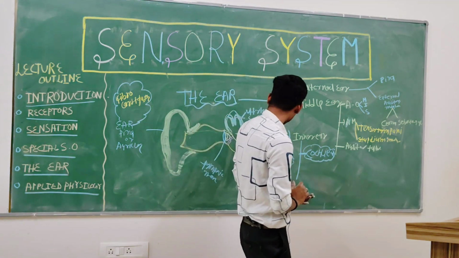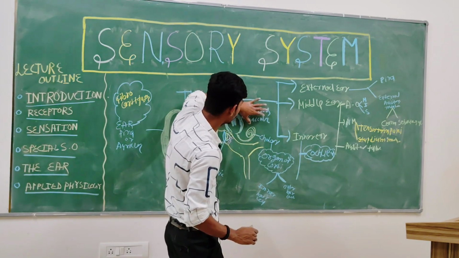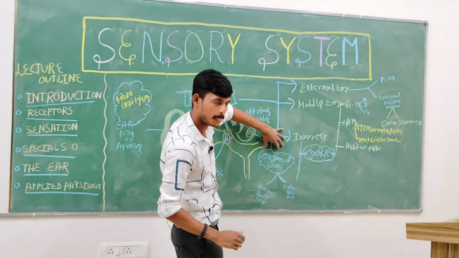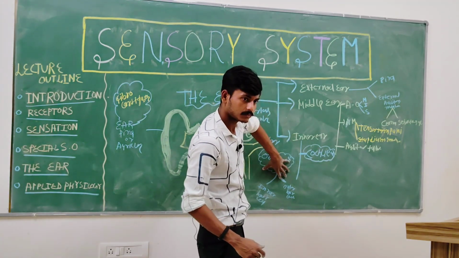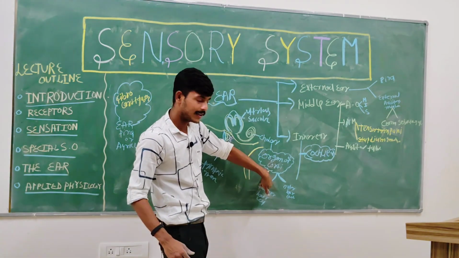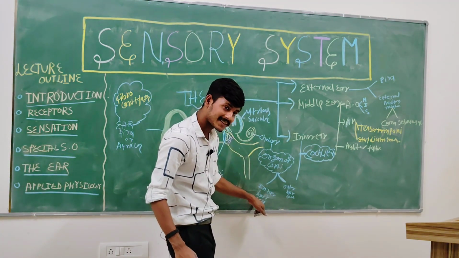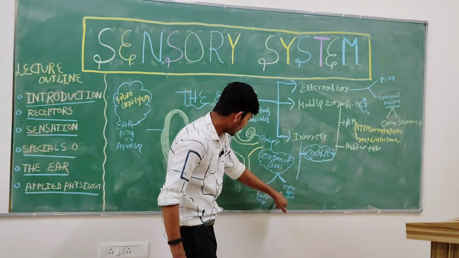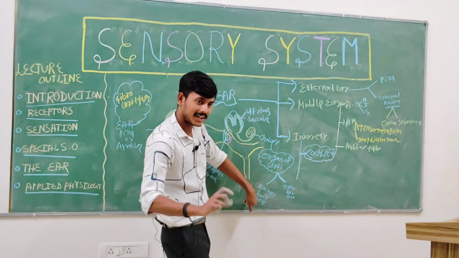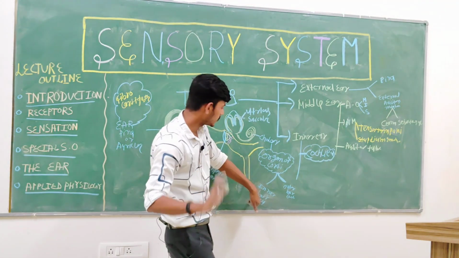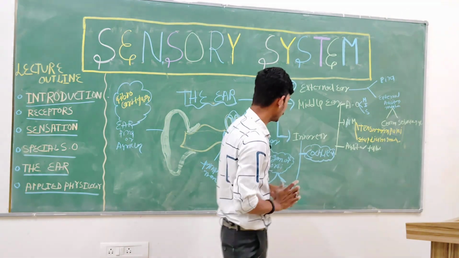Then we have the internal ear. The internal ear basically consists of the utricle, saccule and cochlea. This cochlea contains one organ that's called the organ of Corti. The organ of Corti possesses two kinds of cells, inner hair cells and outer hair cells. Inner hair cells are joined or connected with the auditory nerves, and outer hair cells help in amplifying the sound.